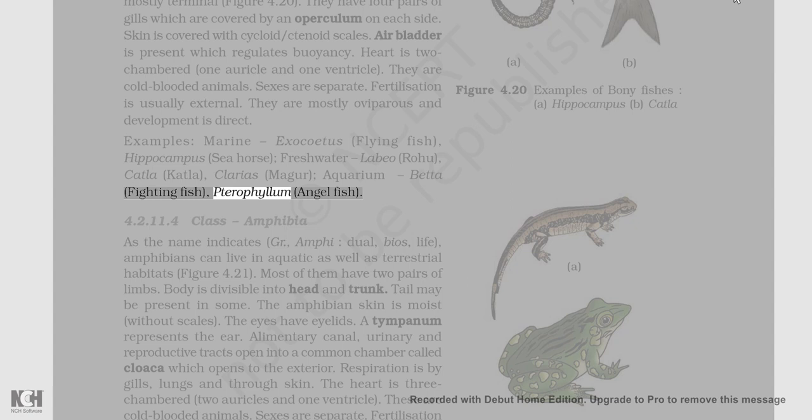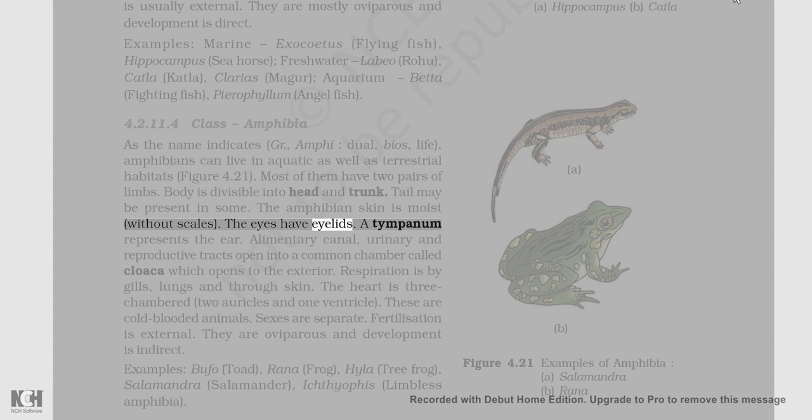4.2.11.4 Class Amphibia. As the name indicates, Greek amphi, dual, bios, life. Amphibians can live in aquatic as well as terrestrial habitats, Figure 4.21. Most of them have two pairs of limbs. Body is divisible into head and trunk. Tail may be present in some. The amphibian skin is moist, without scales. The eyes have eyelids. A tympanum represents the ear.